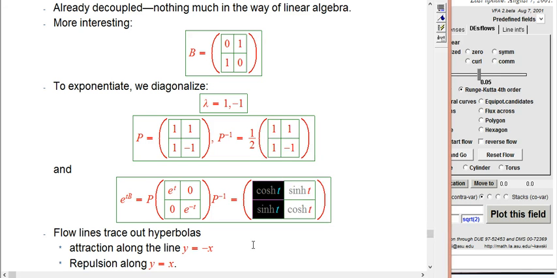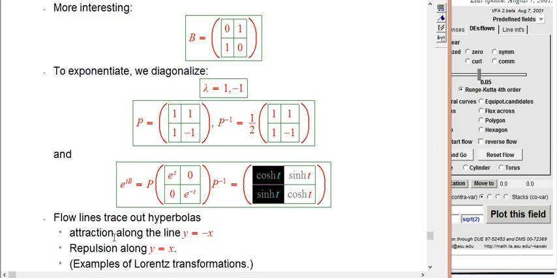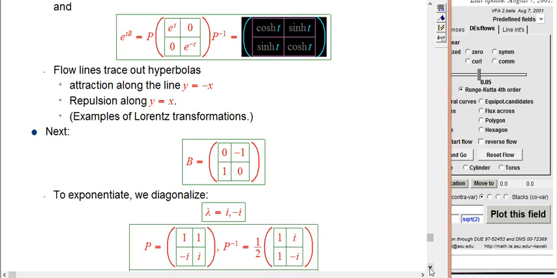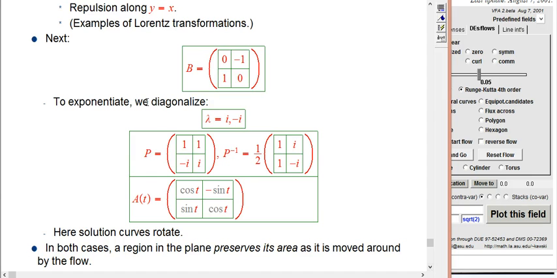Okay. So very classic system of differential equations, one that you should all definitely look at in doing differential equations. Very simple matrix, very simple behavior, and you get attraction along a certain line, repulsion along another line, and in between it's hyperbolas. I'll also mention that these matrices are very cool in relativity. These are exactly the Lorentz transformations in relativity, at least if you just restrict to one space and one time dimension.